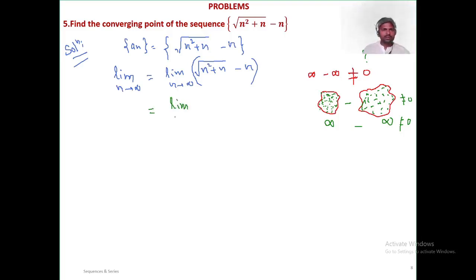Okay, so limit as n tends to infinity, and rationalize this. What is the rationalizing factor of square root of n squared plus n minus n? The rationalizing factor is square root of n squared plus n, here minus, so plus n. So with that you multiply and divide.